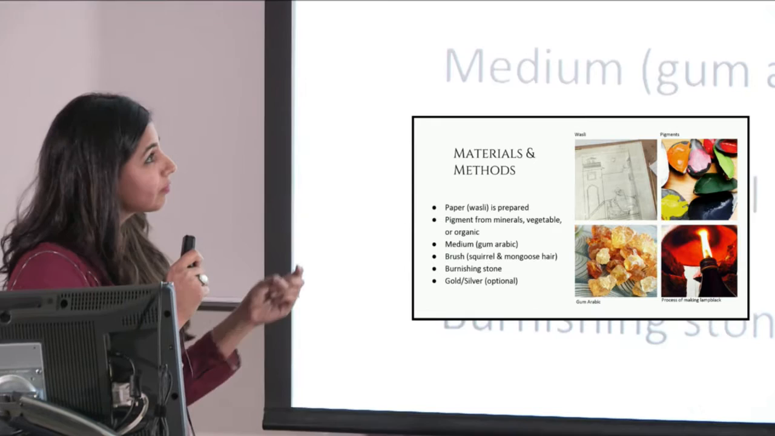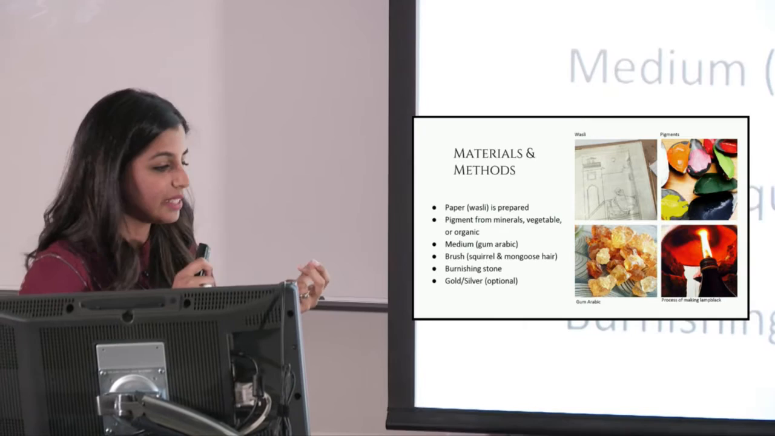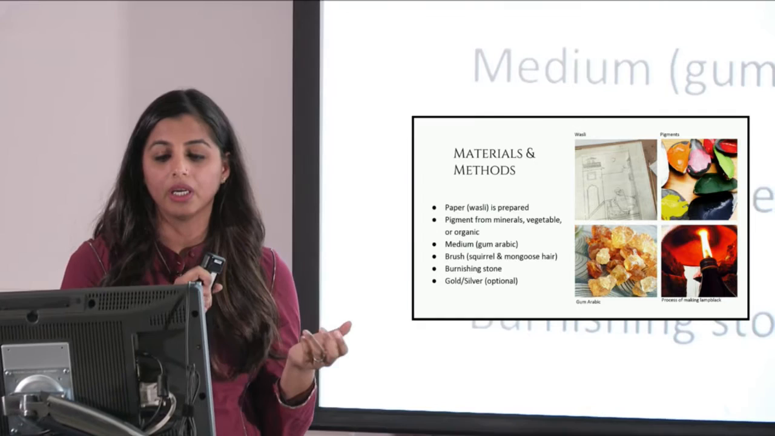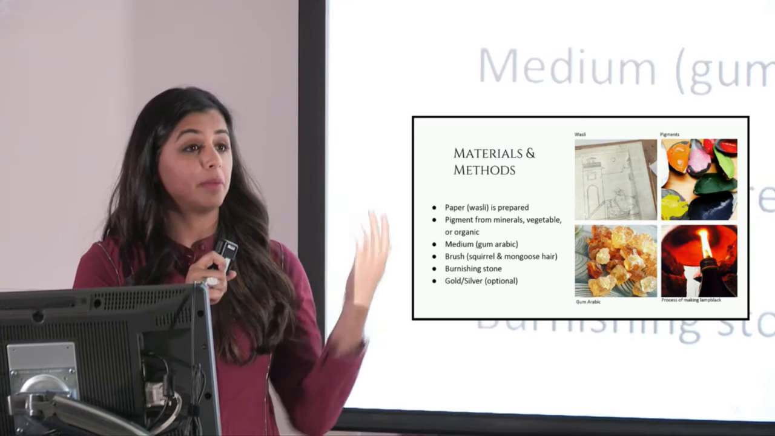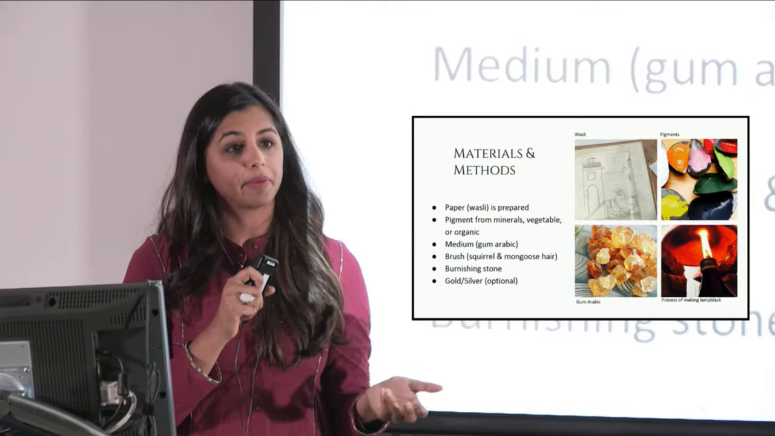But just to tell you a little bit about the materials and methods that are associated with creating these pieces of art. Paper, which is called wasli. Wasli is the paper that we use to paint on, and that's the paper that was used earlier as well. Wasli was either coming from families of papermakers. So for example, I get my paper from a family in Jaipur, who are the grandsons of papermakers.